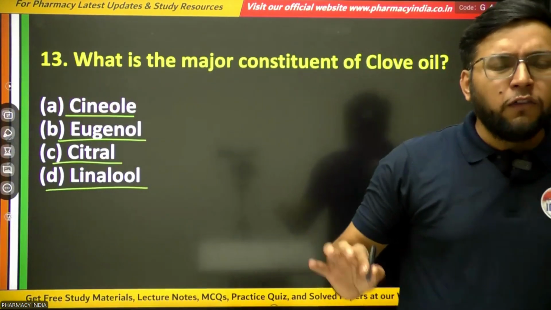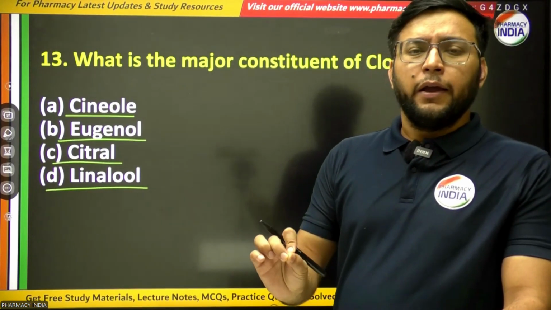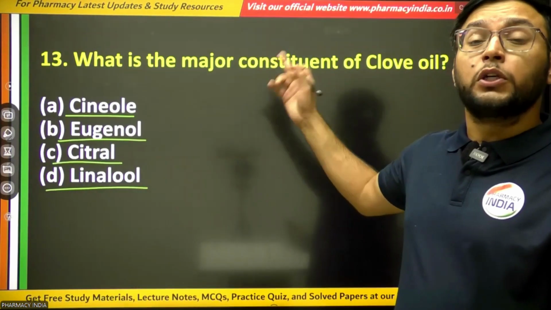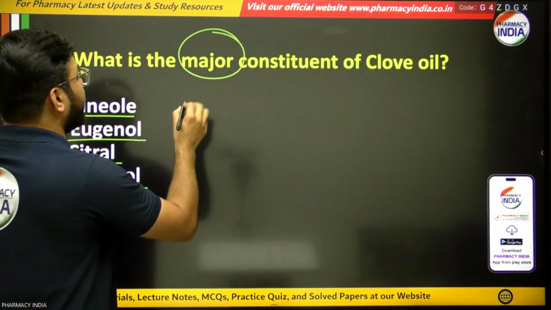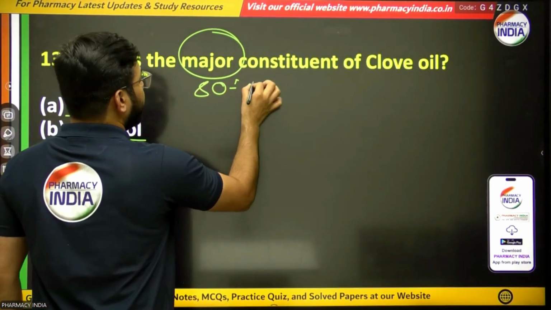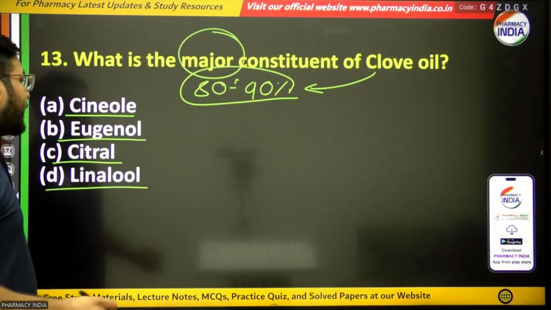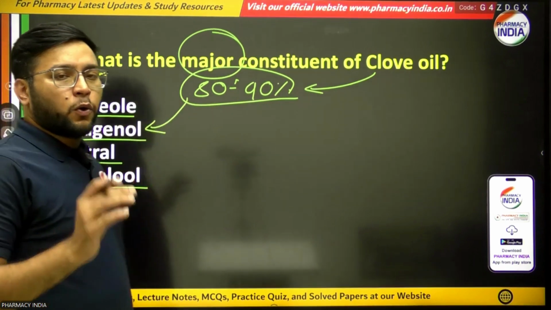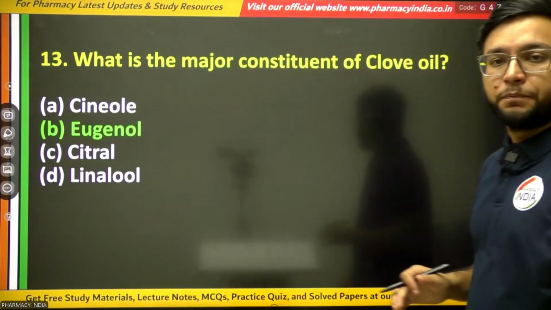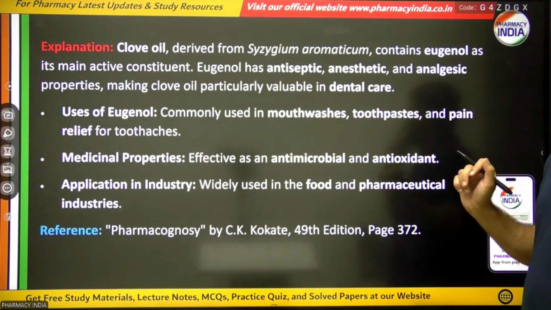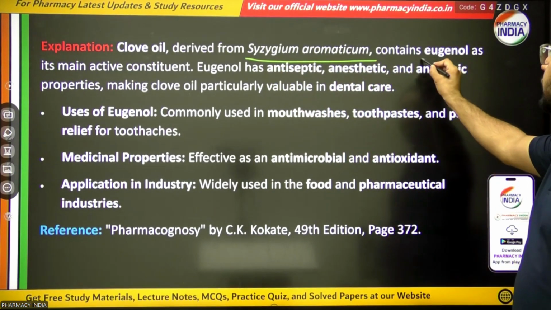And in clove oil, what is its clove? And it is having the mesmerizing property. But in this question, the major constituent means at least 90 to 95%, 80 to 90% in quantity. What would be present in clove oil? That is your eugenol. Yes, in clove oil, 80 to 90% of the quantity, eugenol is present. Okay, clove oil, and its biological source is Syzygium aromaticum, and it contains eugenol.